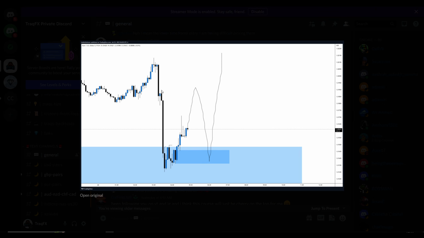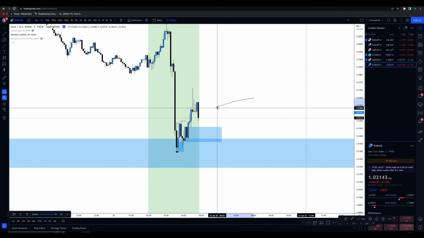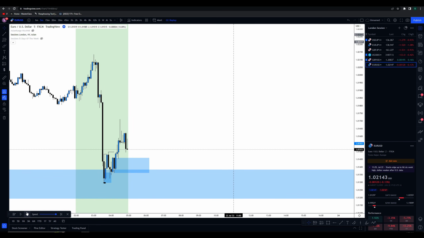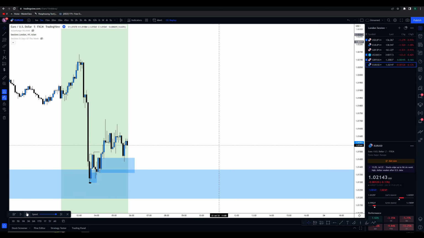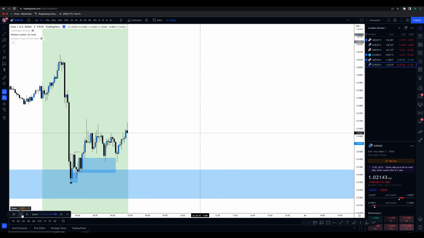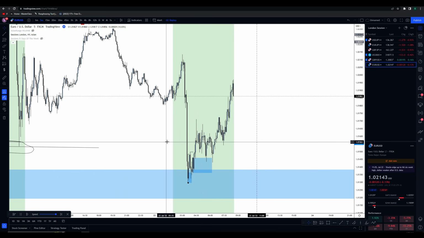Although we were expecting another break of structure, this area of supply right here, we didn't get that, but this level was still valid for limits. So from here, limits would have been set, and then play this out. London session triggers them in, and then the market just takes off from here.